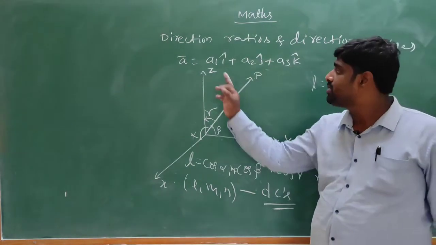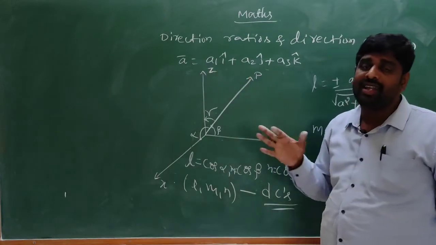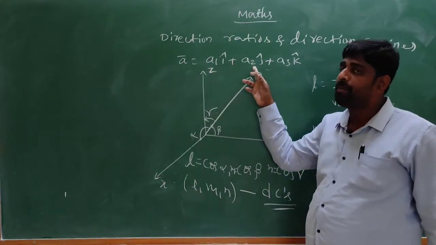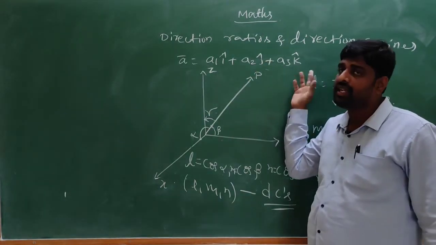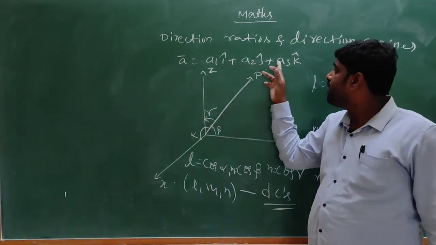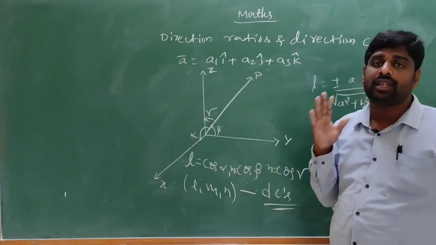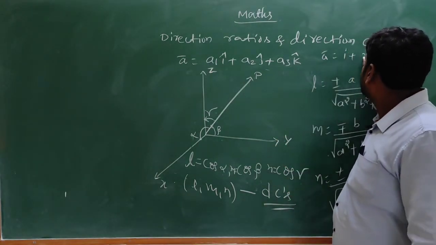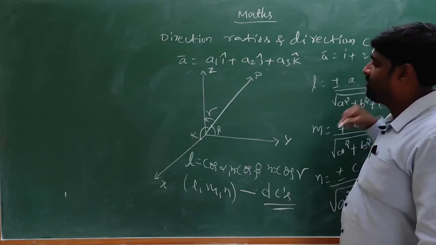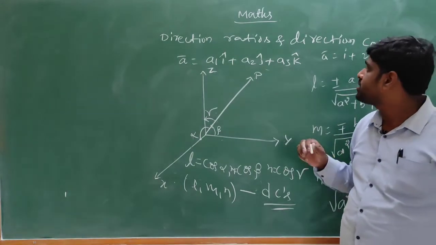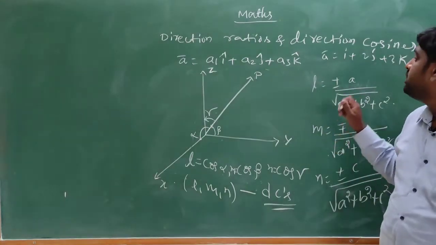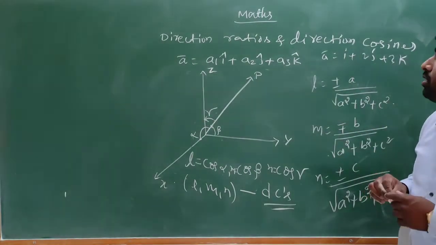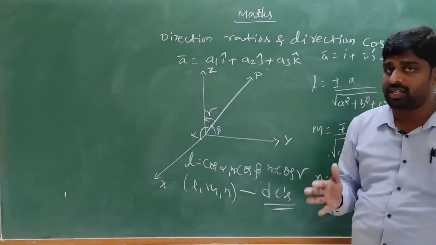Direction ratios means the vector components. Suppose a bar is equal to a1 i cap plus a2 j cap plus a3 k cap. Here a1, a2, a3 are direction ratios. Suppose a bar is equal to i cap plus 2j cap plus 3k cap is given. The i component is 1, the j component is 2, the k component is 3. So 1, 2, 3 are direction ratios.